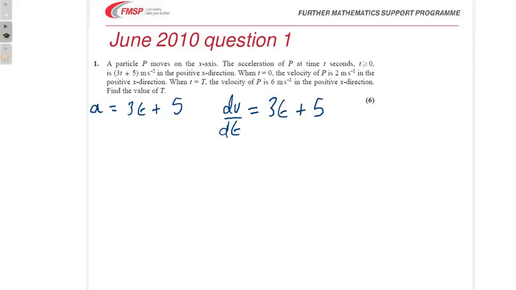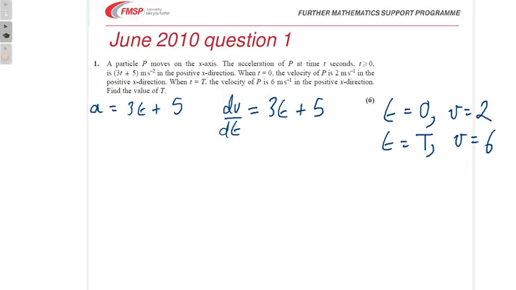Just to draw your attention, we've got information to get the plus c here. When t equals 0, v equals 2. We want to find capital T. When t is capital T, v equals 6. So only a 6-mark question, fairly straightforward one as well.